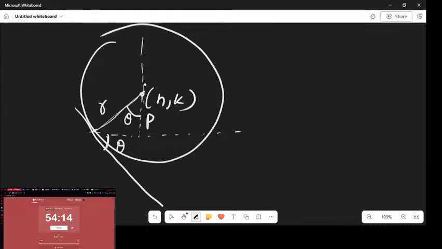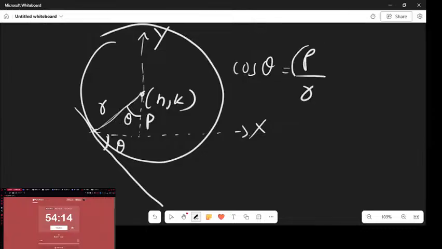If this is vertical, the x-axis, and this is the line made with the circle, then cos theta is equal to the distance from the line, cos theta is equal to P by R. Here P is the perpendicular distance, and this is the radius of the circle.